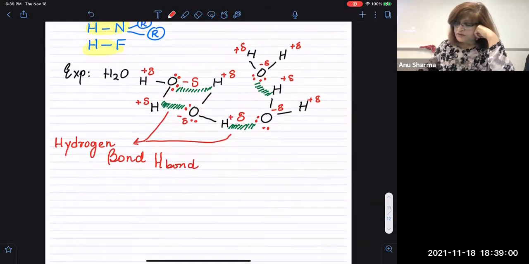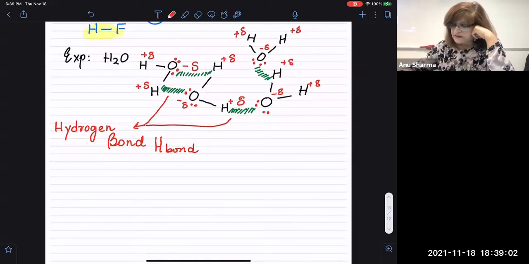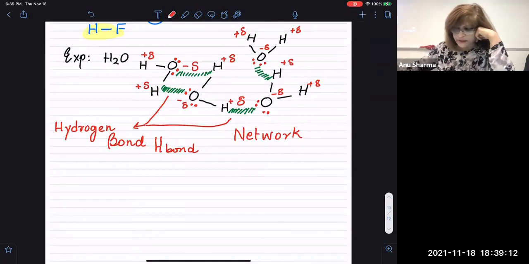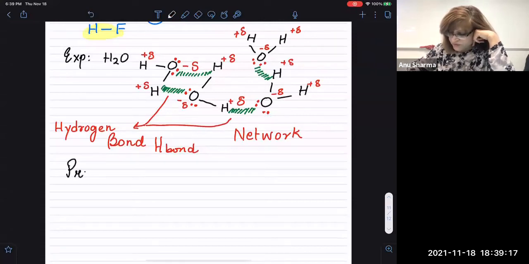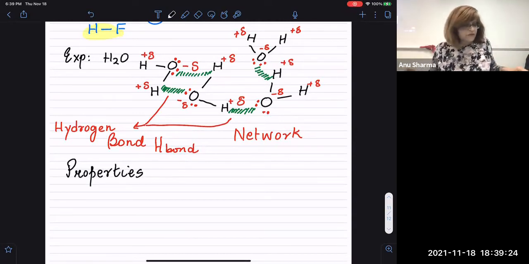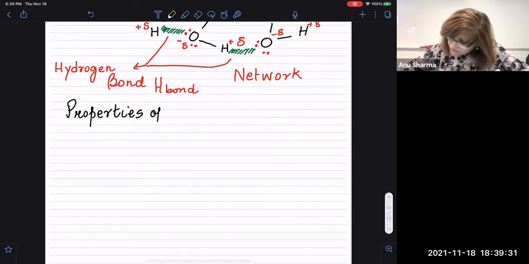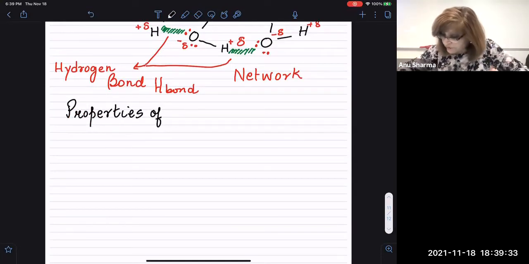Okay, so we see that this is a network actually. These intermolecular forces are weak, but they are responsible for the properties of the substances wherever hydrogen bonding is formed. So one thing is, look at the anomalous properties of, for example, water.